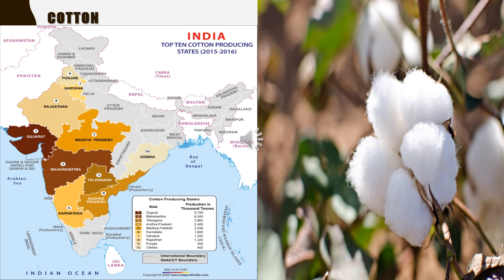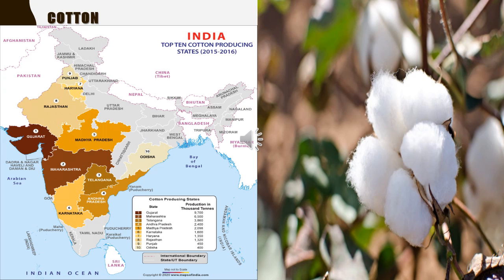Then cotton. Cotton is the most important cash crop of India. It provides raw materials to the largest industry of India. India ranks second next to China in the production of cotton. It provides raw material to the textile industries.